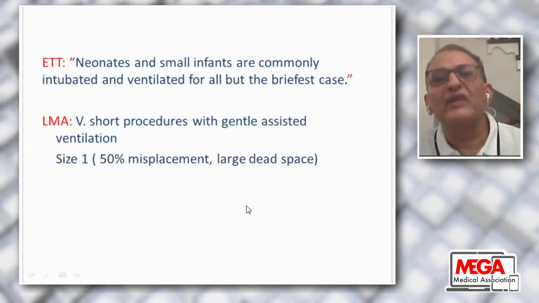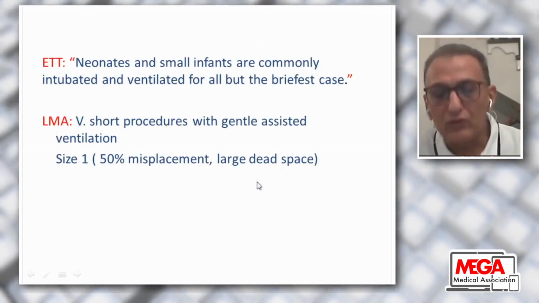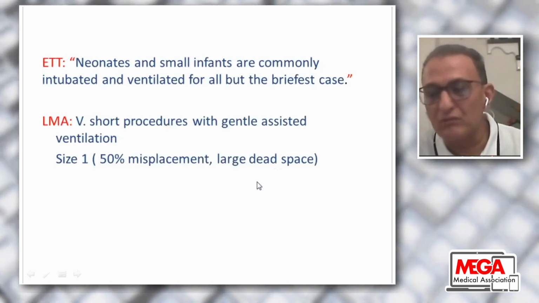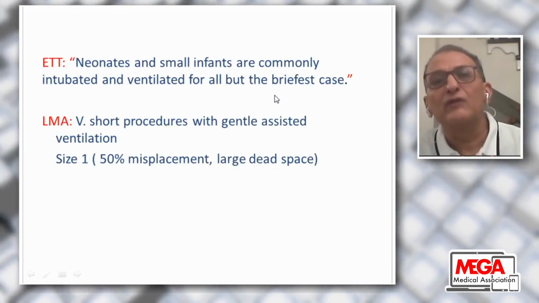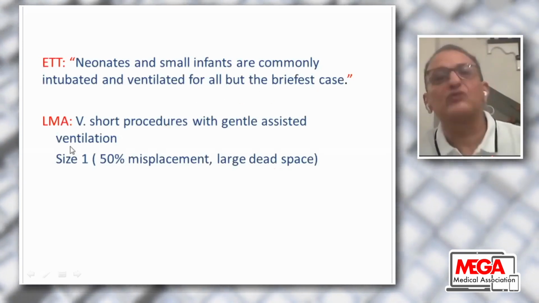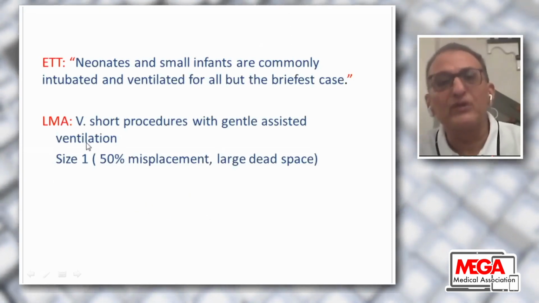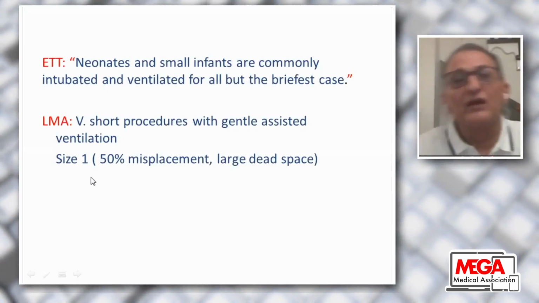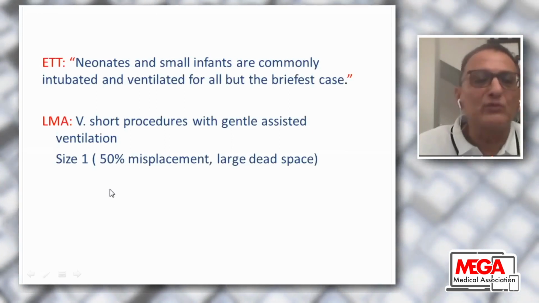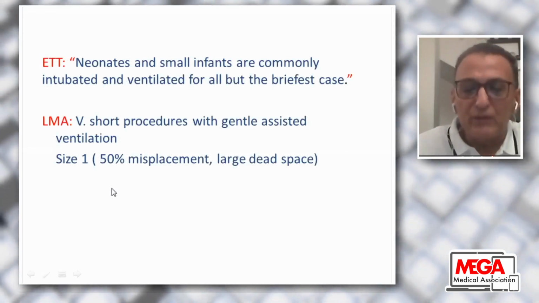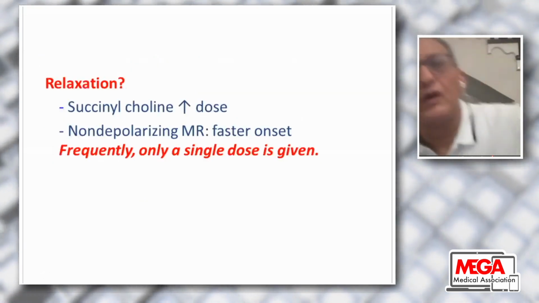The gold standard is to intubate neonates, whether for a long procedure, intermediate time, or even for a short procedure. Some would allow them, for very brief cases like circumcision, to have a face mask with assisted breathing or a laryngeal mask in place. But remember that size 1 is commonly misplaced, and frequently, if you keep on manually ventilating them, you may inflate the stomach.